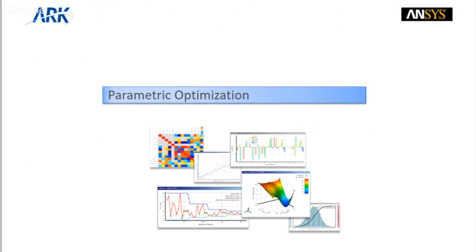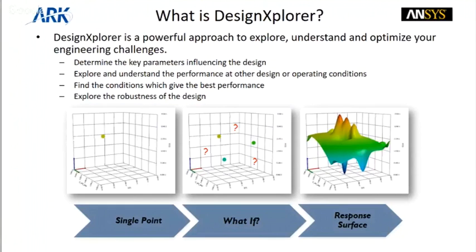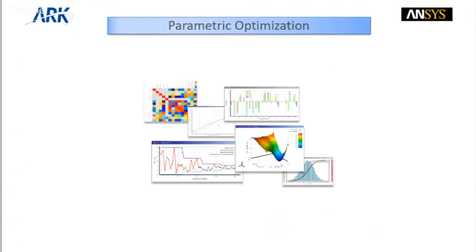The next type of optimization is parametric optimization. Structural optimization is over, and now we will talk about parametric optimization. In parametric optimization, we will study design exploration, response surface fitting, sensitivity, correlation, optimization, and Six Sigma analysis.